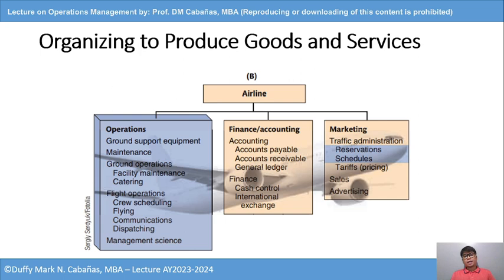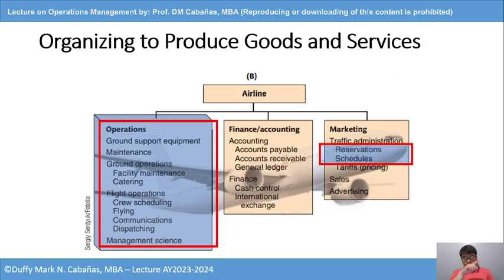Another example, this airline. In its operations, it has ground support equipment, maintenance, ground operations, facility maintenance, catering, if you've been on a plane, flight operations, crew scheduling, flying, communications, dispatching, and management science. For finance or accounting, we have accounting, accounts payables, accounts receivables, the ledger, finance, cash control, international exchange. And in marketing, we also have traffic administration, reservation, schedules, tariffs, pricing, sales, and advertising. Notice that, again, we box it in red, where operations management is crucial. In operations, everything else, right? And in marketing, the reservations and schedules also need operations management.